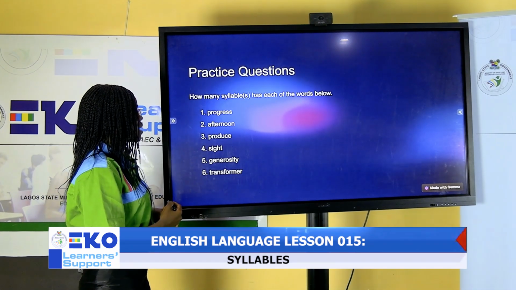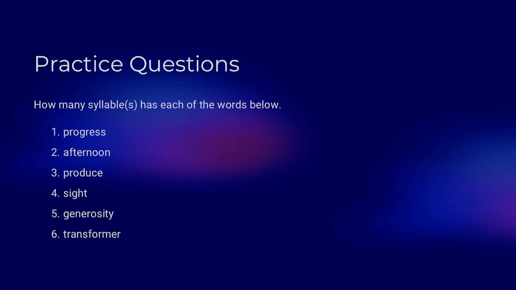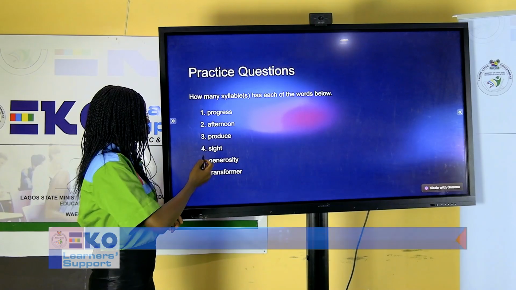The first example we have there is progress. How many syllables? Progress. That is a 2 syllable word, bisyllabic or disyllabic. Afternoon. We have a 3 syllable word there, that is a trisyllabic word. Then produce. That's a 2 syllable word.